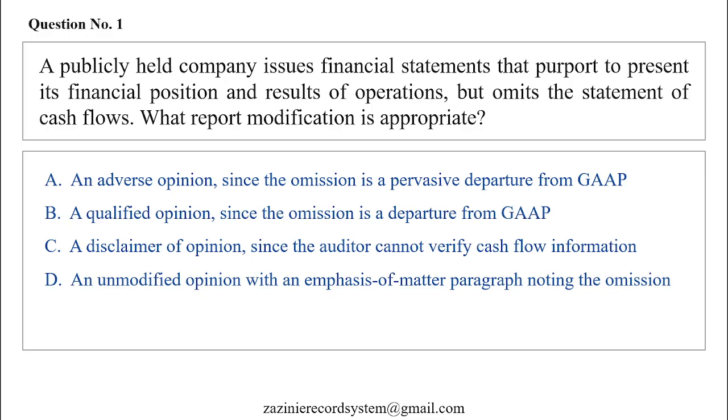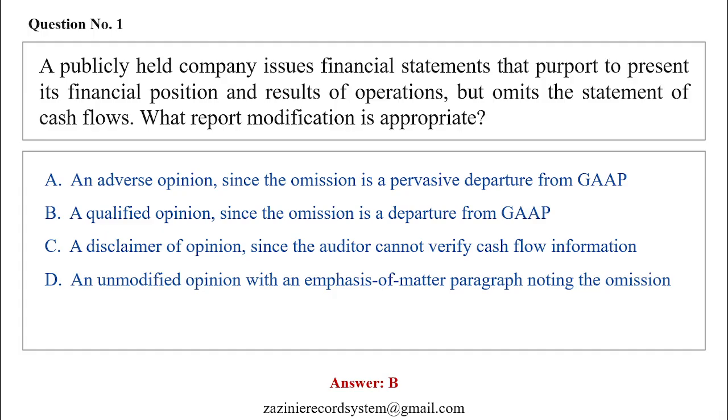Letter B. A qualified opinion, since the omission is a departure from GAAP. Letter C. A disclaimer of opinion, since the auditor cannot verify cash flow information. Letter D. An unmodified opinion with an emphasis of matter paragraph noting the omission. Correct answer is letter B.